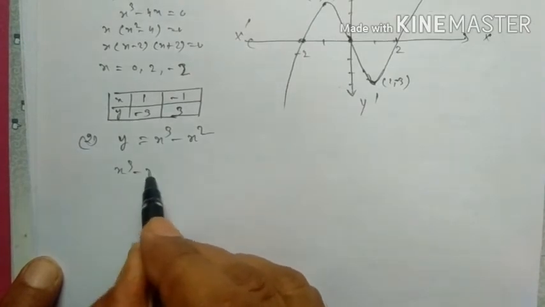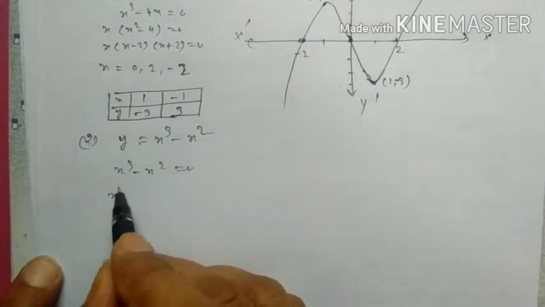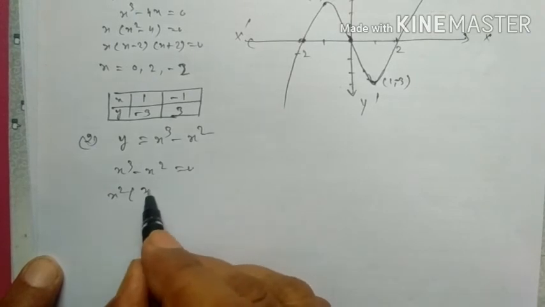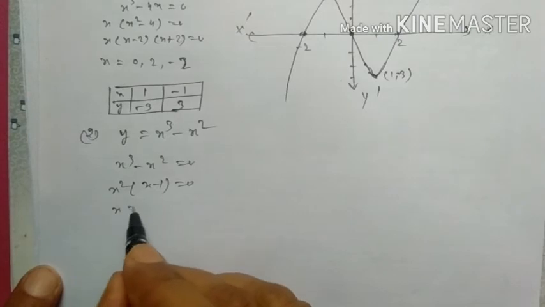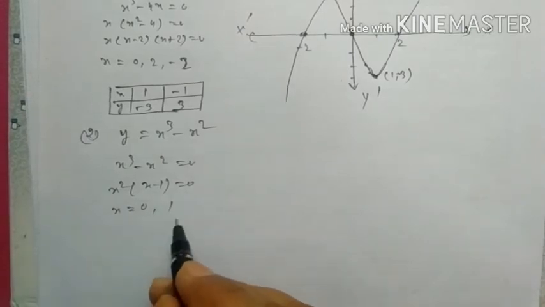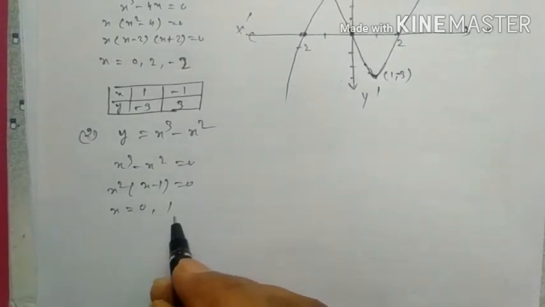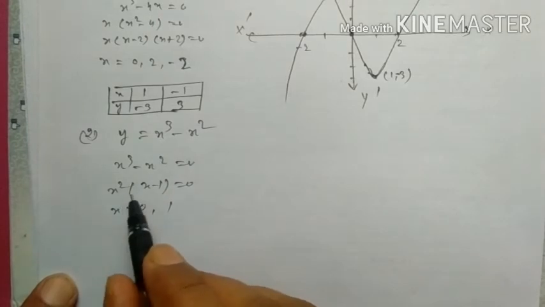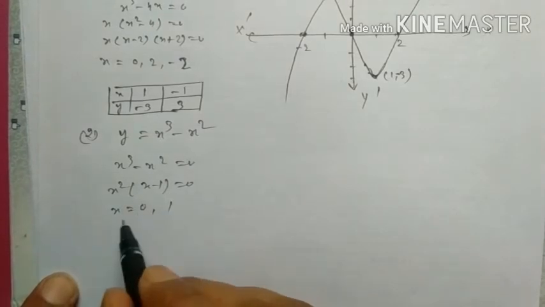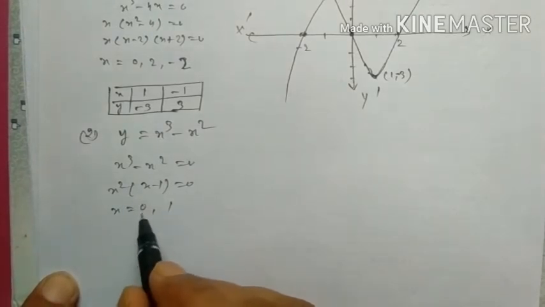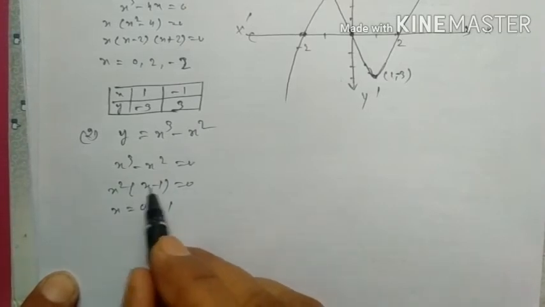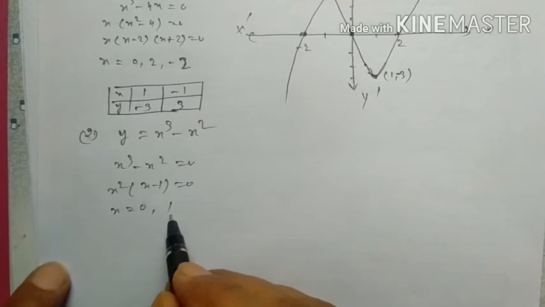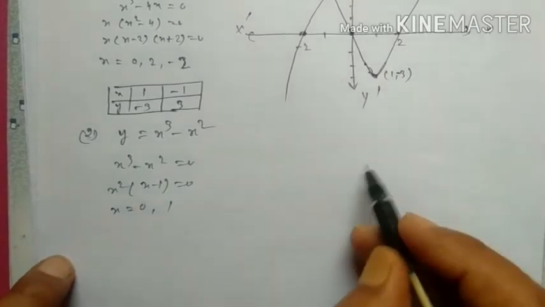x cube minus x square equals 0. Take x square common: x square times (x minus 1) equals 0, so x equals 0 and 1. There are 2 zeros, but there are 3 roots, 0, 0 and +1, while the zeros are 0 and 1. x square equals 0 gives x equals 0, and x minus 1 equals 0 gives x equals 1.